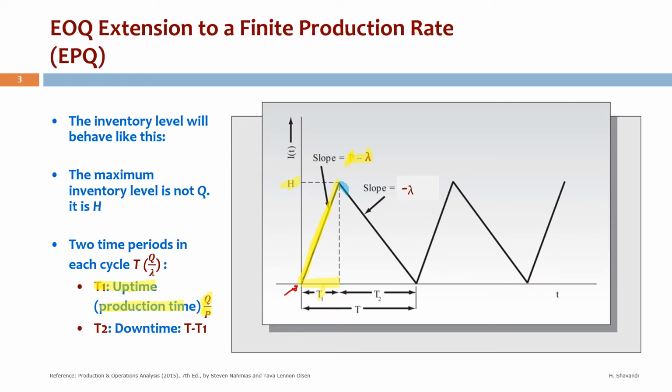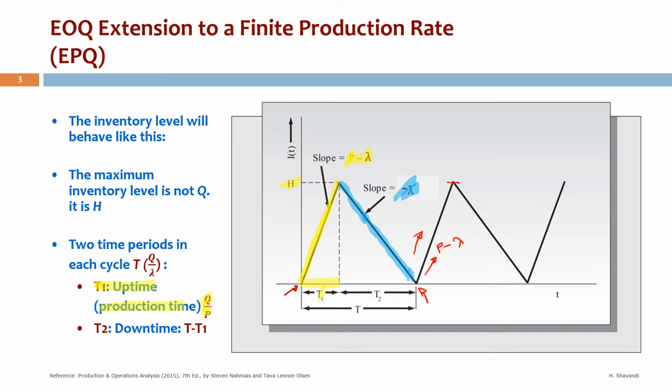From here, we don't have production, we just have demand. We are satisfying demand from our inventory, so the inventory level decreases at the rate of lambda. Then the second cycle begins. We place our order and start producing again at the rate of P, and again we have demand as well, so the demand rate is lambda. So with the rate of P minus lambda, the inventory starts increasing up to H again, and the same holds for the later cycles.